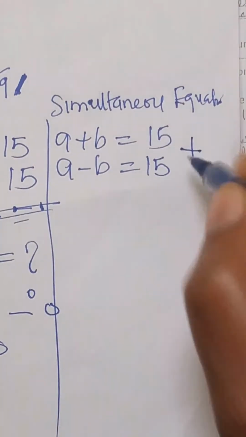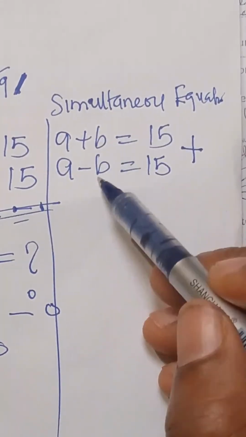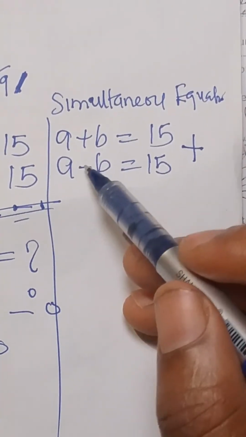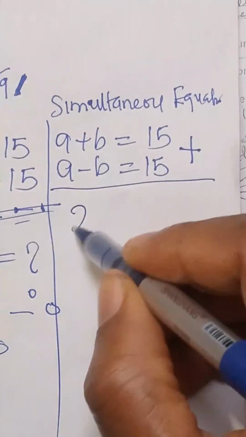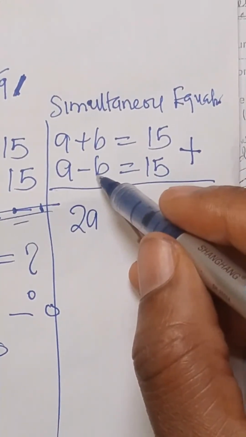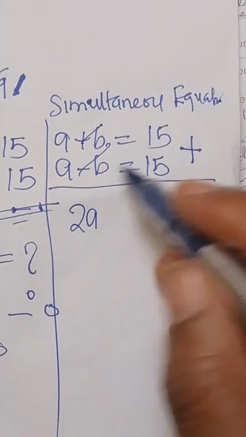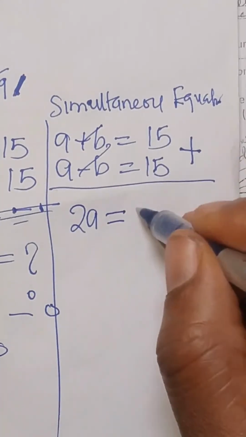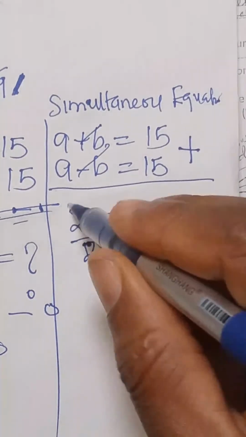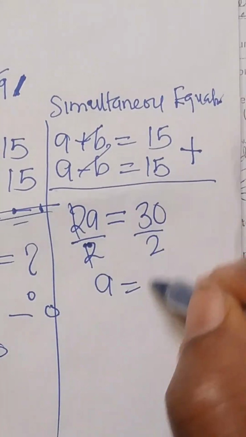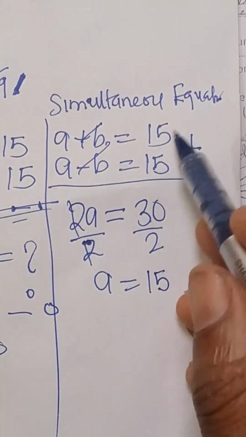You just add the equations, because we are seeing plus b and minus b, and when we add, they will be cleared off. We have a plus a giving 2a, and plus b plus minus b clears it. 15 plus 15 is 30. Divide by 2 on both sides, the 2 cancels, and a is equal to 30 divided by 2, which gives 15. Now we are going to substitute a equal to 15 into any of the equations.